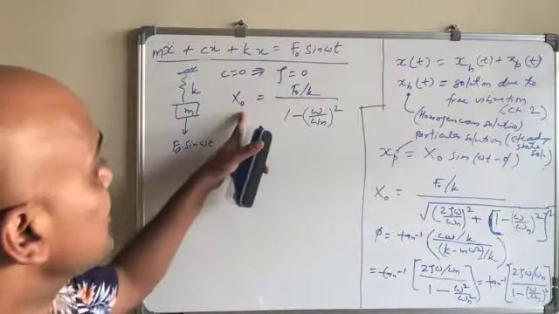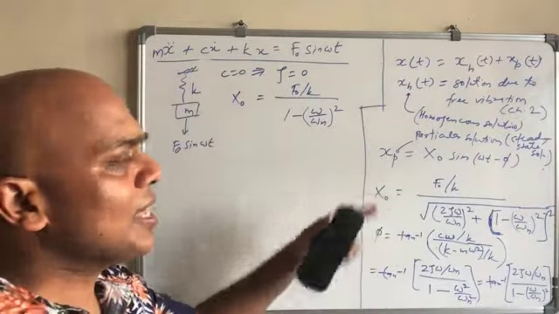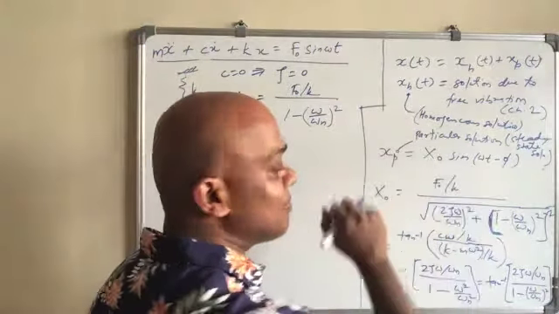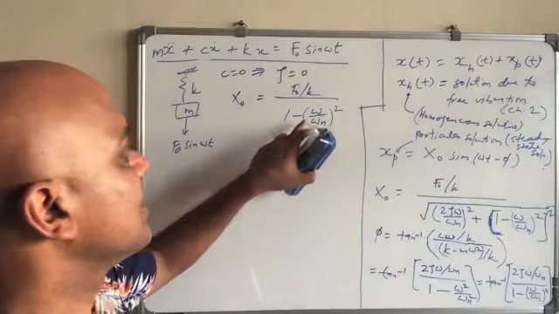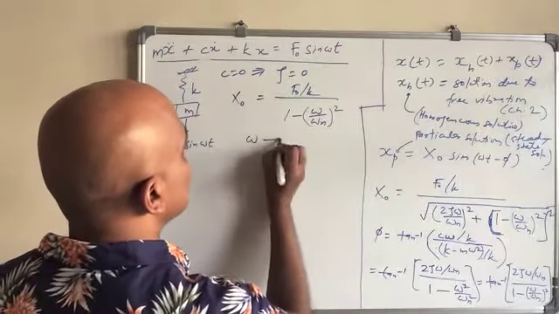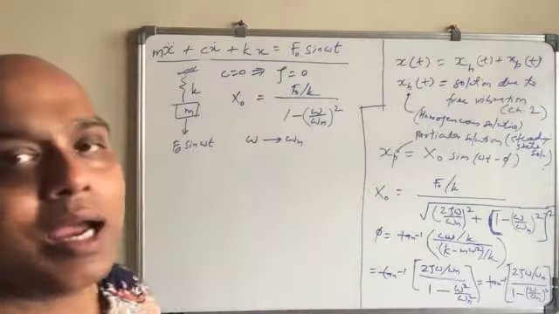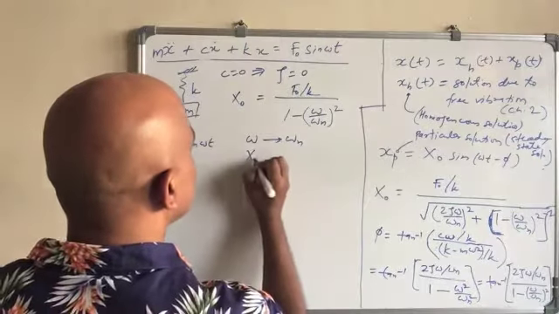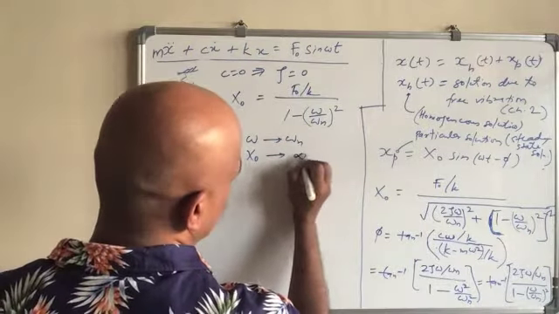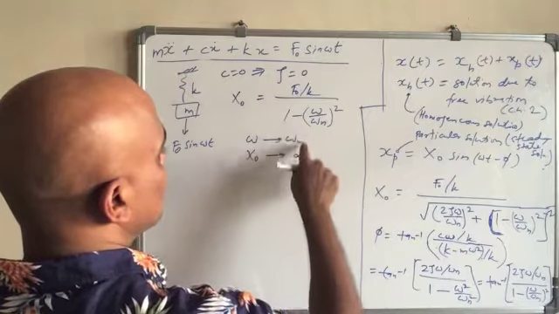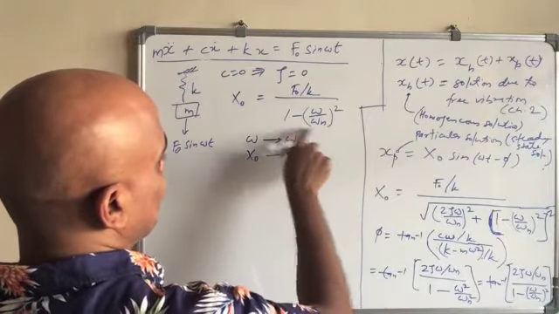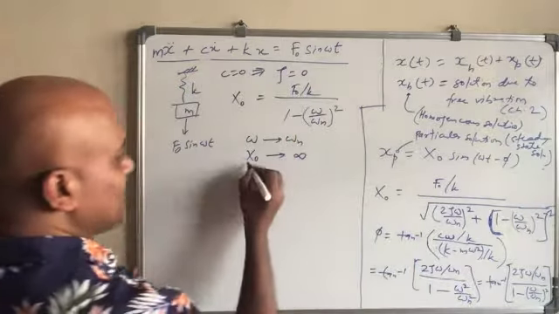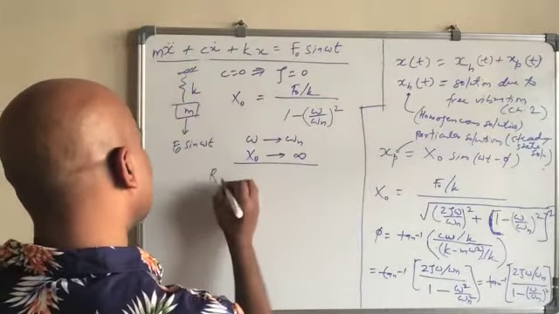Now, what is x naught? X naught is basically the amplitude, right? So the solution is x naught sine omega t, and this is the amplitude. Now, see one thing. If omega tends to omega n, exactly omega equal to omega n, then what do you get? You get x naught tending to infinity, right? So 1 minus 1 is 0, so this will be infinity. X naught will be infinity, which is a condition known as resonance.